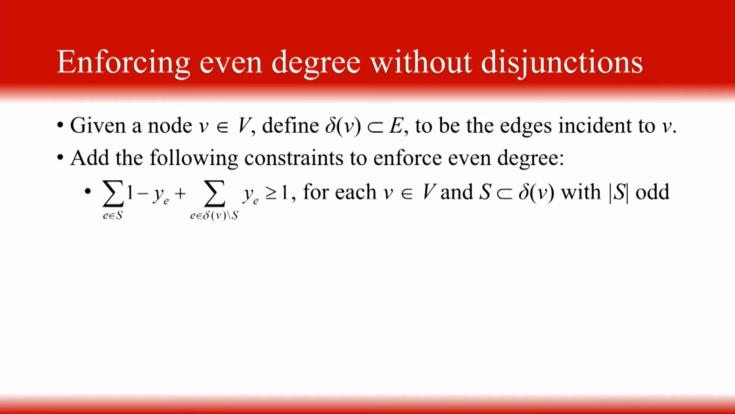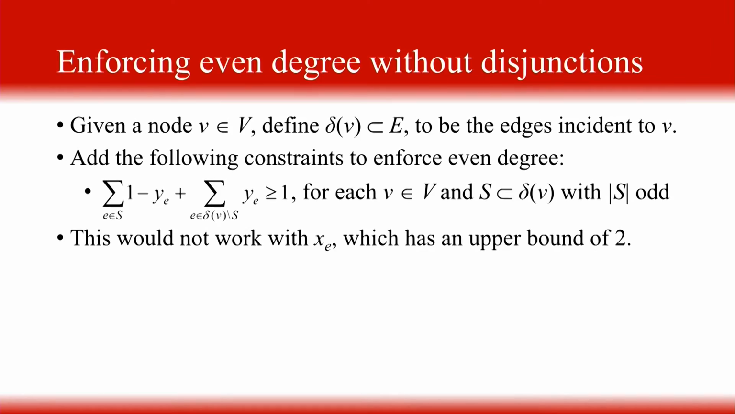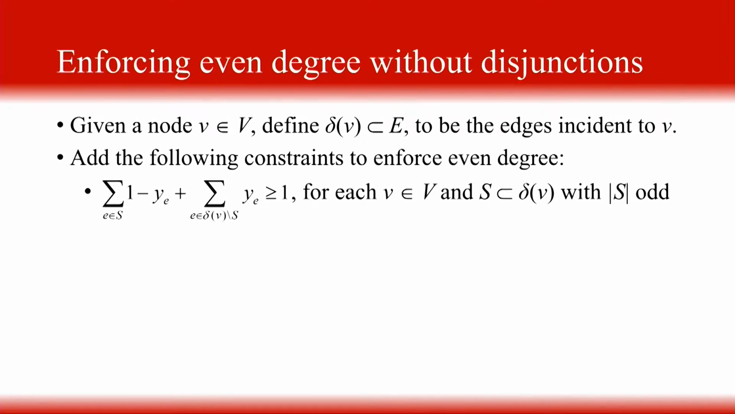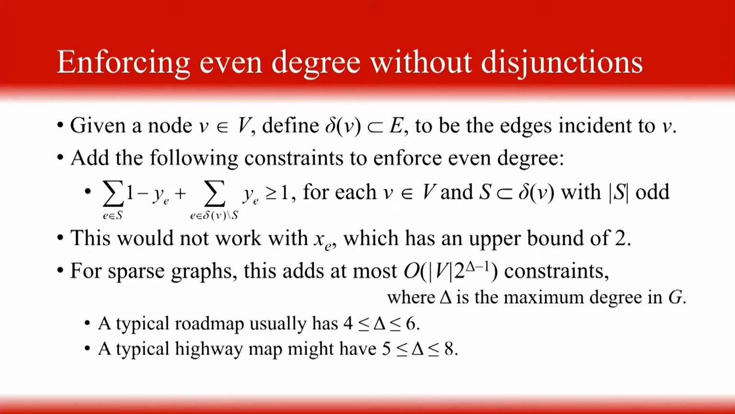You have to create, for each set of neighboring edges of a node that is odd, this constraint here. So the ones selected by the set versus the ones not selected can't be 0. So I want this to be the case to force not selecting an odd set of edges for which y should be 1. And this will be exponential in the degree of the node, but if we're talking about a sparse graph on a highway network or a road network, these tend to be small.